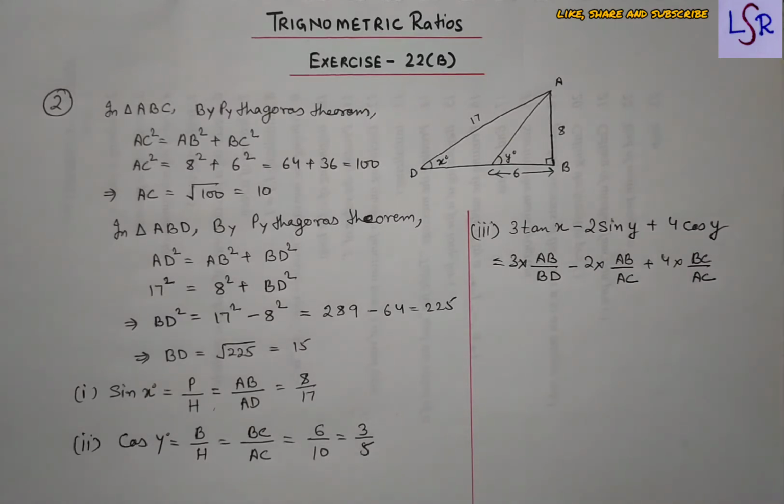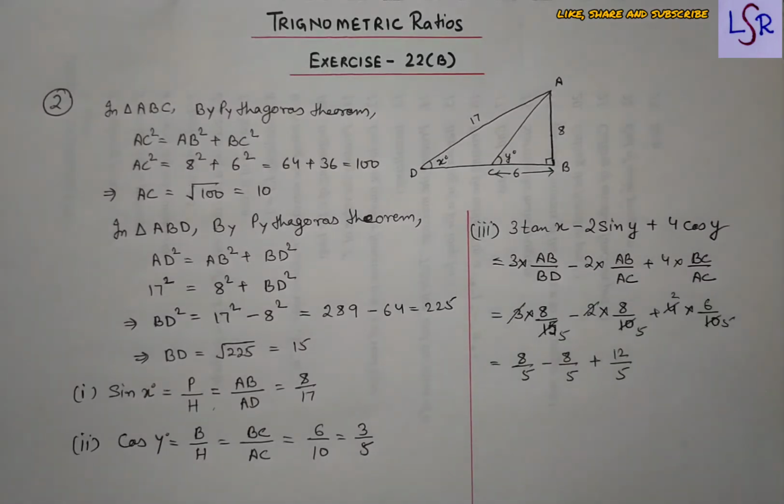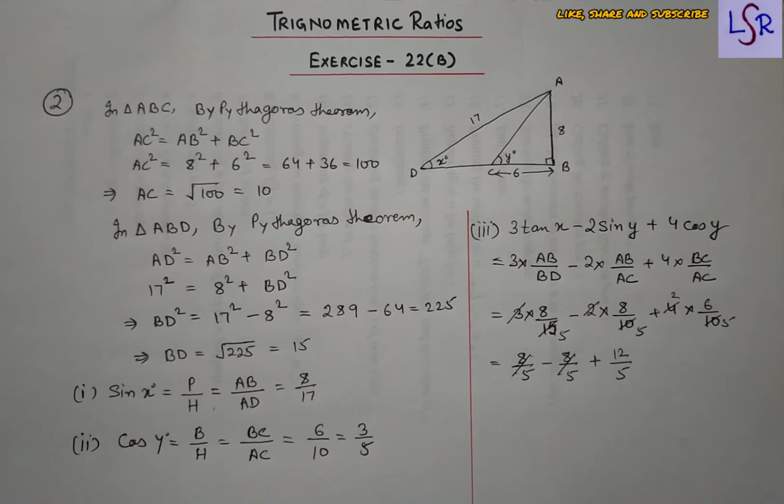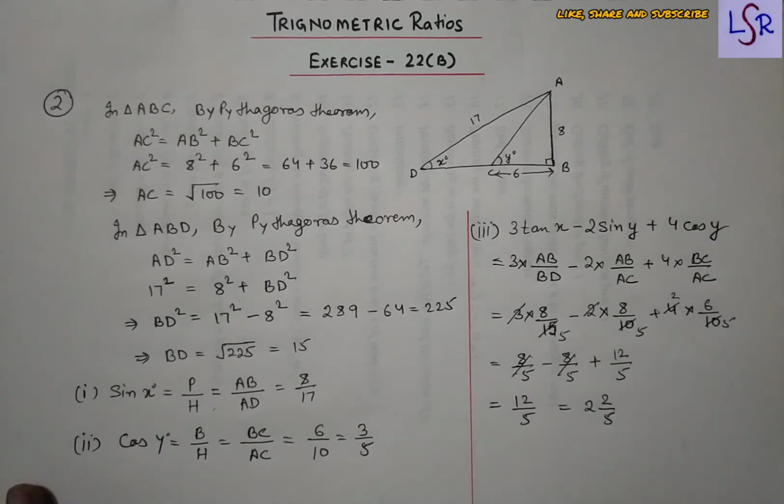Now we are going to place the values. On placing the values and solving it, we have got this. Then these two can be cancelled out and we will be left with 12 upon 5, which equals 2 whole 2 upon 5.